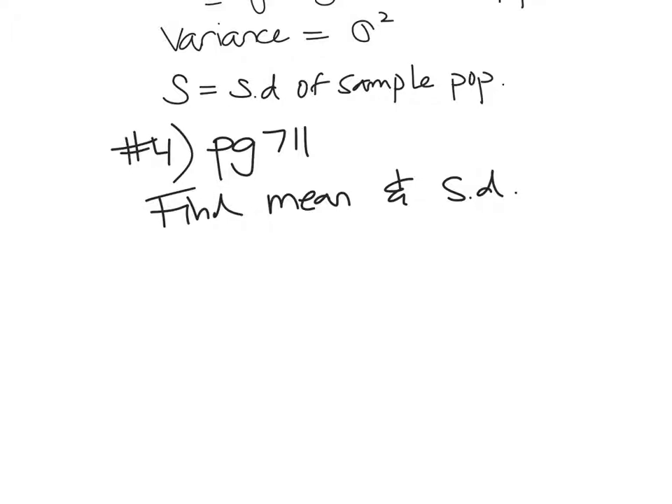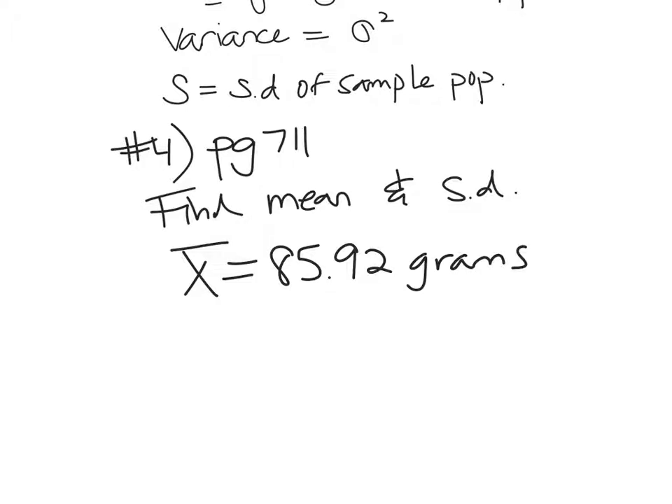Now you have to decide. You know the mean. The average weight is 85.92 grams. Make sure you include units here. So x bar, which is the mean, is 85.92 grams. Now the standard deviation, there are 2 standard deviations given. There's Sx and then there's sigma x. We have to decide which one it is.